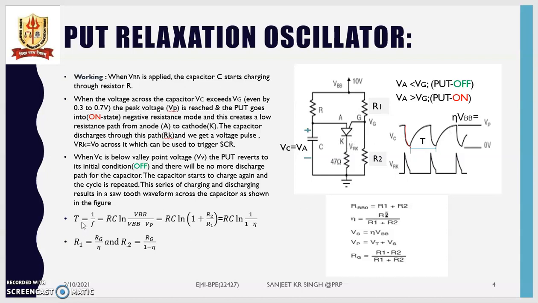The time period of oscillation or pulse repetition is given by RC ln (VBB / (VBB minus VP)), or it can be written in this manner, where eta is the intrinsic standoff ratio that can be externally decided, unlike the UJT, by properly selecting the values of R1 and R2. R1 can be Rg by eta here, divided by eta, and R2 could be Rg by 1 minus eta.